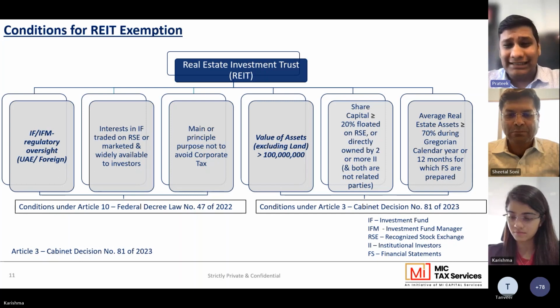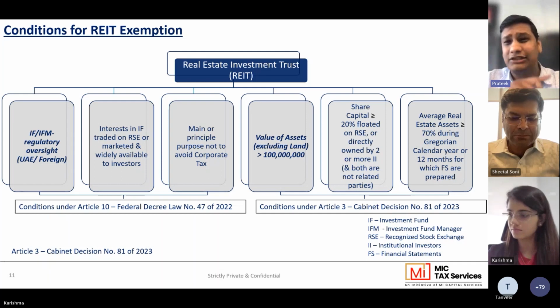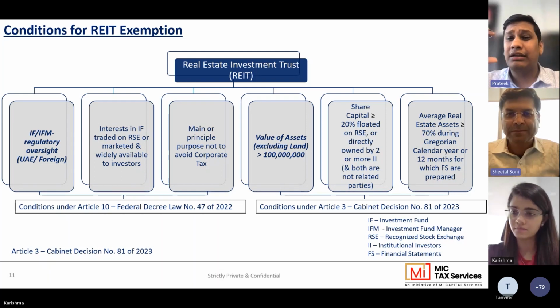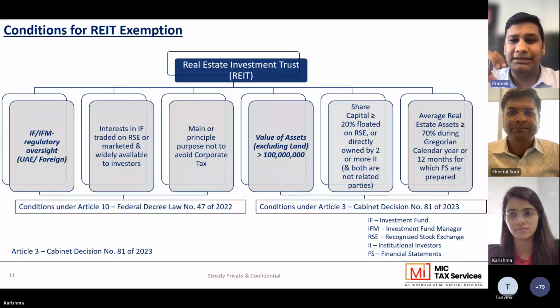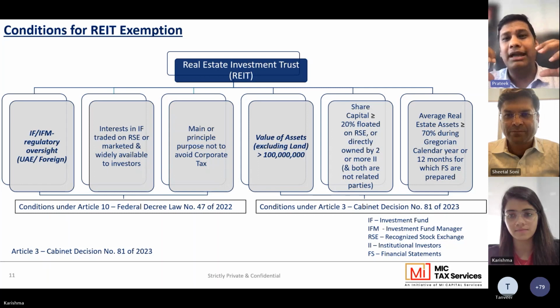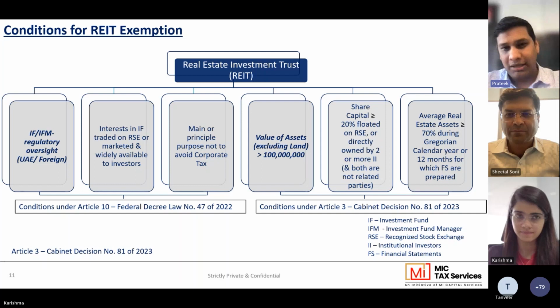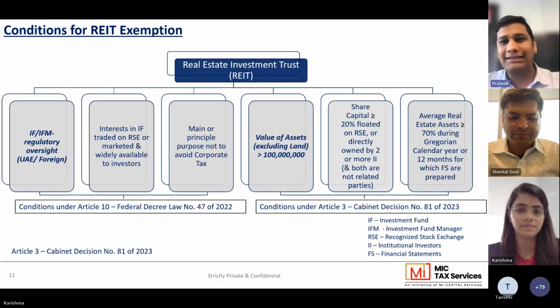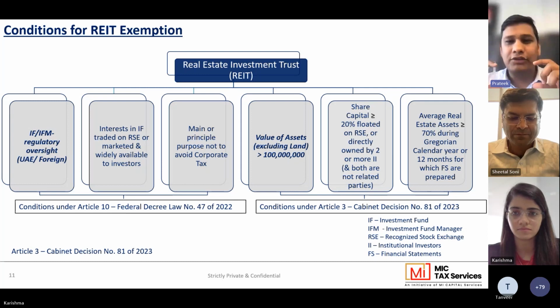Average value of the asset when it comes to sale and purchase of the land or assets during the entire year, if it goes below the 70%, then again, you will be out of this purview. So the exemption will only apply if the average remains 70% to be carried forward for next year as well. So again, repeating it very simply, regulated, main business not to avoid tax, it has to be on the stock market. The assets value excluding land has to be more than 100 million, and 70% of the assets have to be the same when you carry it to the next year.